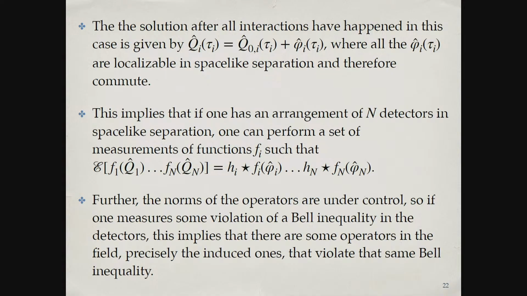And further, because the norms of the operators are under control, if one measures some Bell inequality in these guys, and follows all the steps back, one realizes that any violation of a Bell inequality in these guys implies a violation of a Bell inequality here. I'm not supposing that we have the CHSH, but that's what we had in mind. I guess one can have others.